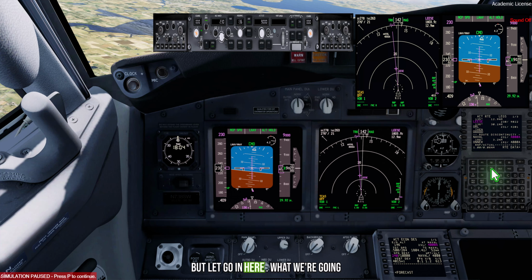But let's go in here. What we're going to do is go into the approaches here. We'll go into the arrivals here in Orlando. And what we'll do is go ahead and load our RNAV approach to 17 right.